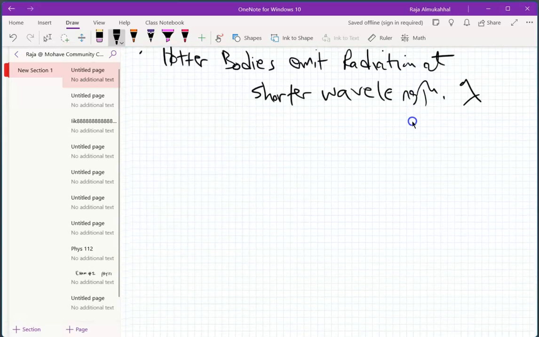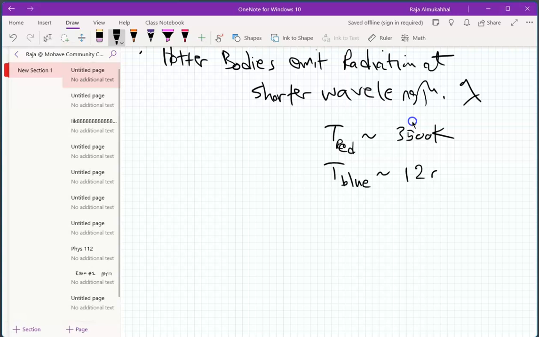Let me give you an example. Let me just write. So we have the temperature of red is roughly 3,500 Kelvin, the one I just showed you in the table, and the temperature of blue is roughly 12,000 Kelvin. Okay. So here's an example for you.